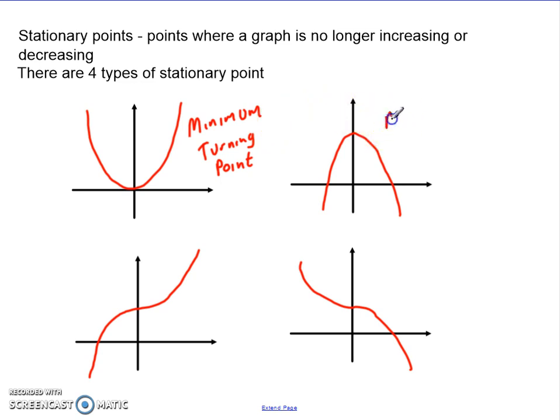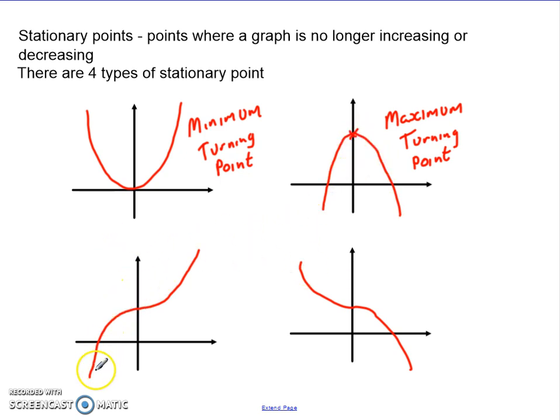This one here, coincidentally, is called a maximum turning point. It's for the same logic as the minimum one, the only difference being it's the highest value the curve will ever reach. So it goes up to this value and then comes back down and decreases on forever. So it's the maximum, i.e. the highest point where the curve goes.